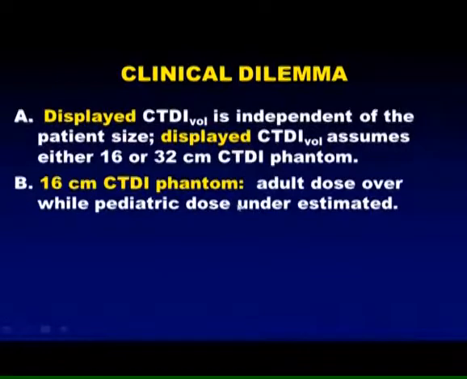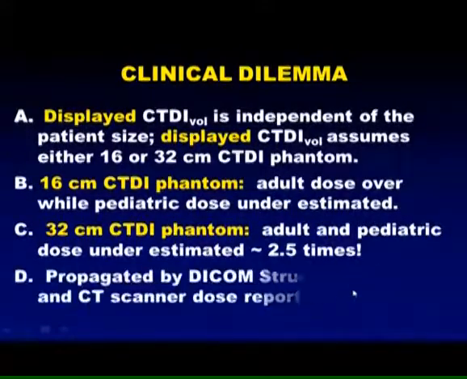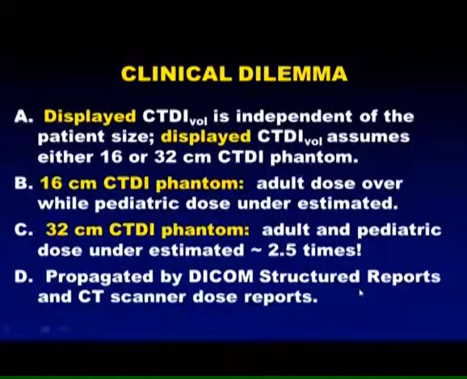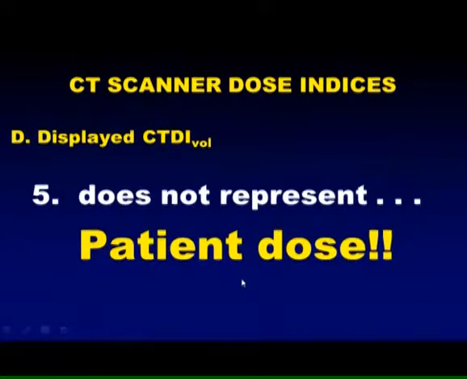If I use the 16 centimeter phantom, my adult dose will be overestimated, while if I use the 32 centimeter phantom, my pediatric dose will be underestimated. And if it's a newborn, it's going to be underestimated by a factor of 2.5. Not 20% or 30%, but 2.5 times. And of course, because we're taking the CTDIvol and the DLP and putting them in the patient's medical record, we're propagating that error. So the dilemma is that CTDIvol doesn't represent patient dose.